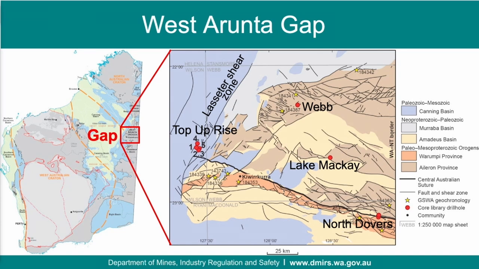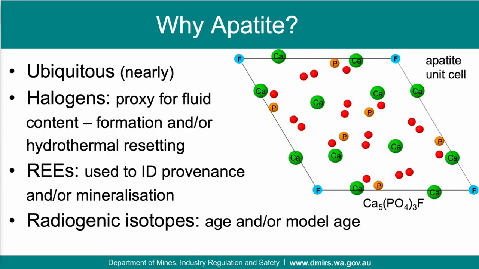So one of the main features of this area is that it's completely surrounded by these giant shear zones, which can provide fluid pathways. So if we understand this terrain better, we may be able to also identify mineralization and target that mineralization better. So why are we using apatite?